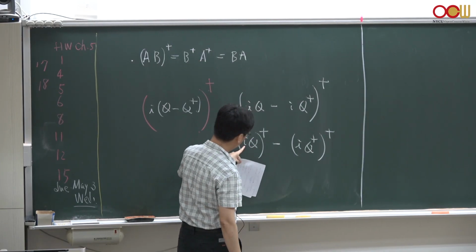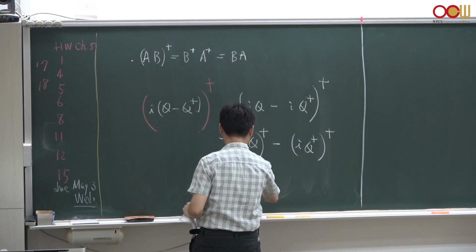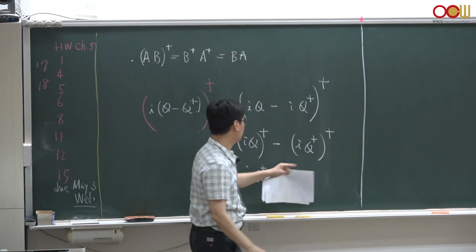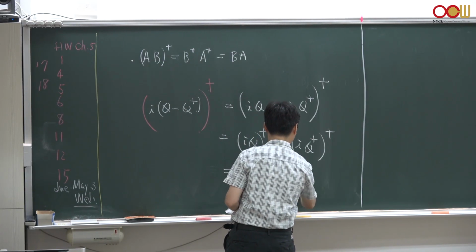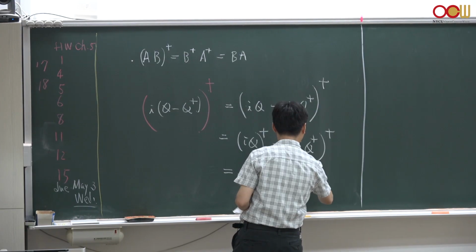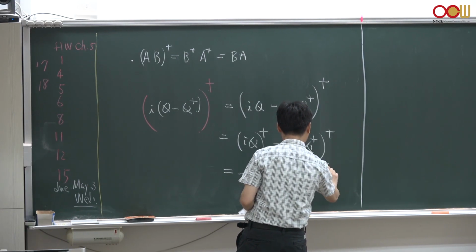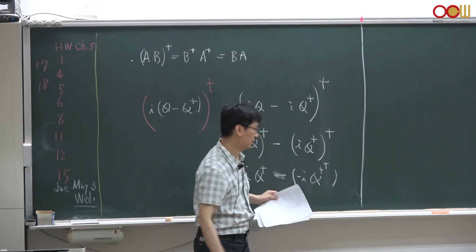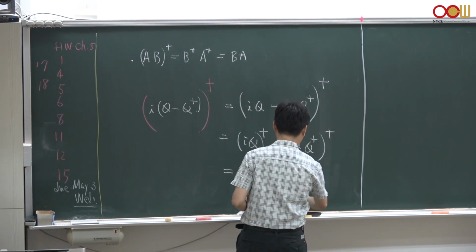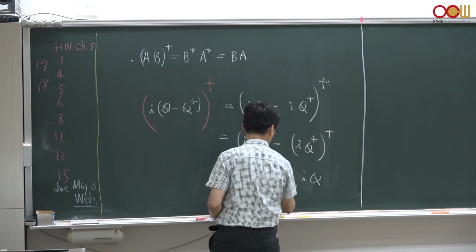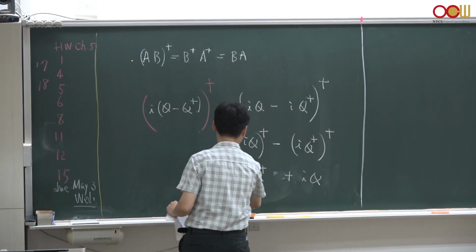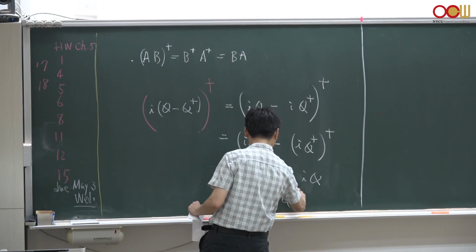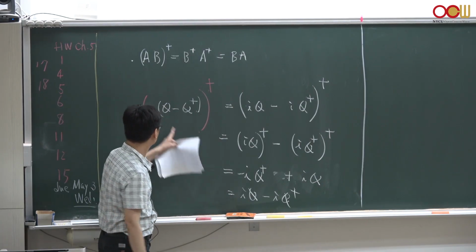And you simply take the dagger of these two objects. One is this imaginary number i and Q dagger. And the second term is what? This is minus iQ dagger. Yes? As I mentioned, this double dagger is no dagger. And minus 1 times minus 1 is plus. So this is iQ minus iQ dagger. The same thing.